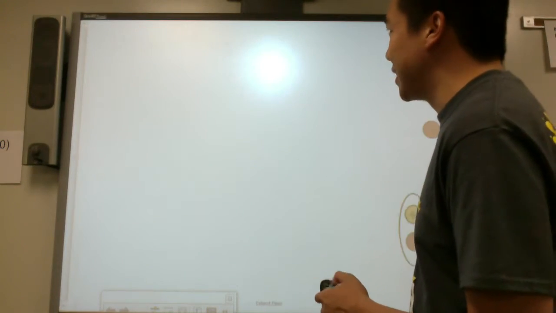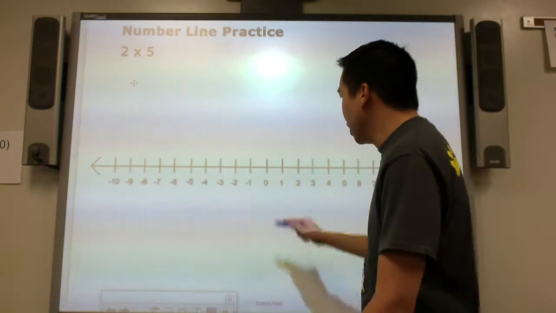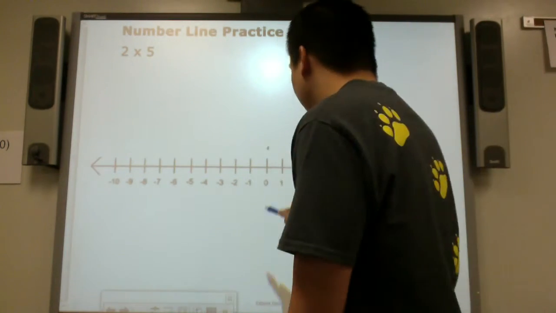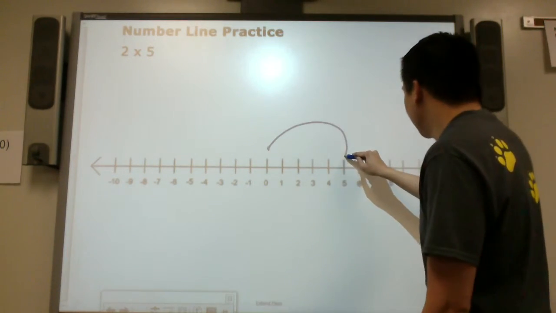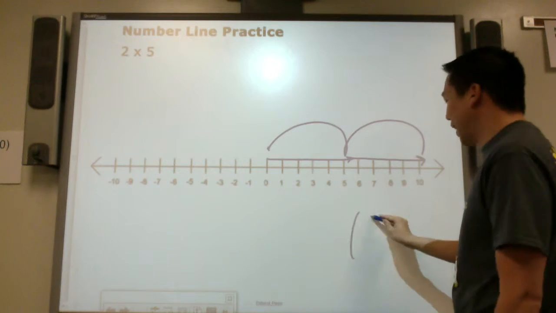Now it's time for practice. So we have 2 times 5. I want you to practice with number line. So starting at 0. 2 times 5 is 2 groups of 5. Here's one group of 5, here's a second group of 5. The answer is 10.